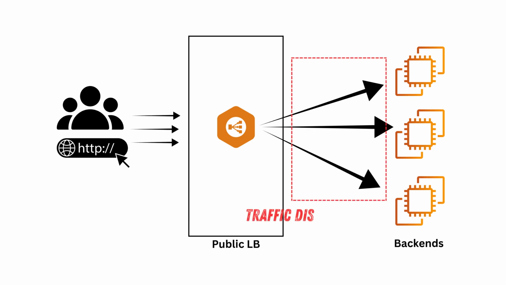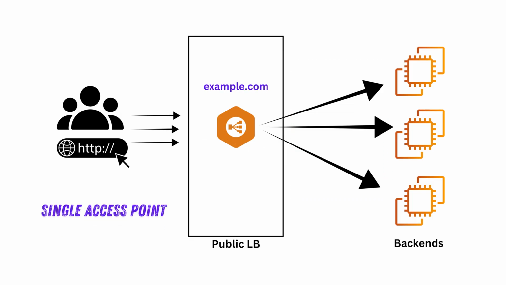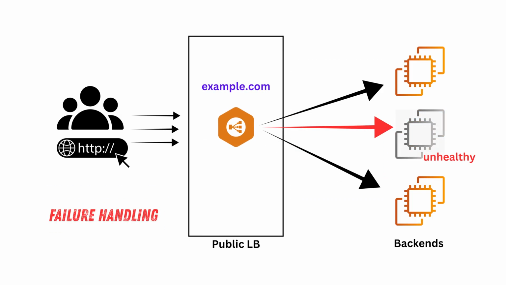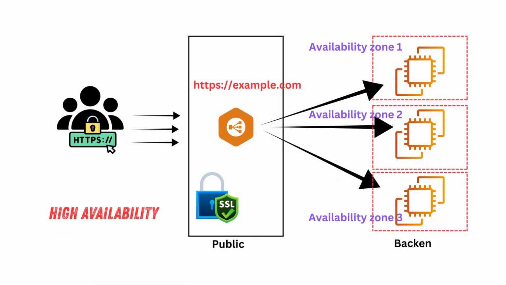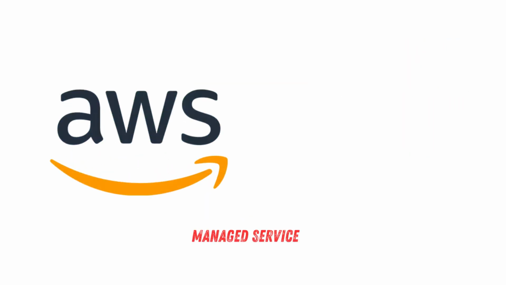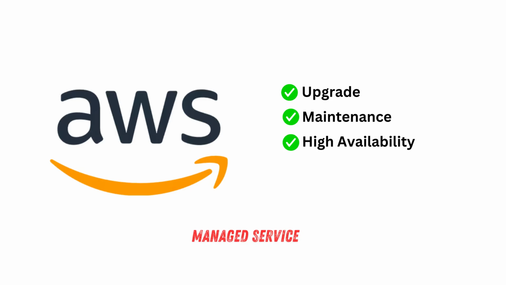It evenly spreads requests across EC2 instances. It exposes a DNS hostname for user access. It performs health checks and removes unhealthy instances from routing. It helps you easily manage HTTPS for secure connections. It works across multiple availability zones. There's no need to manage servers. AWS takes care of upgrades, maintenance, and high availability of ELB.